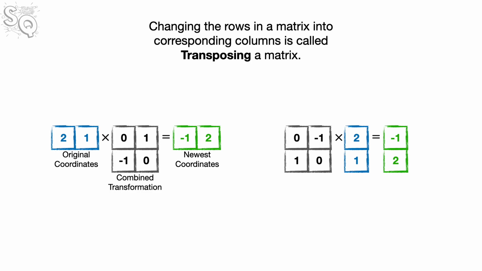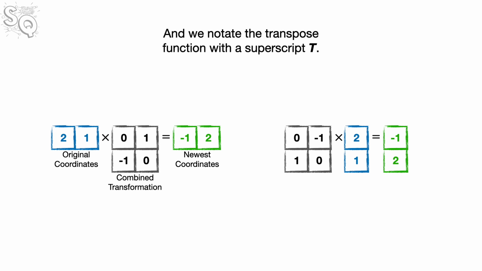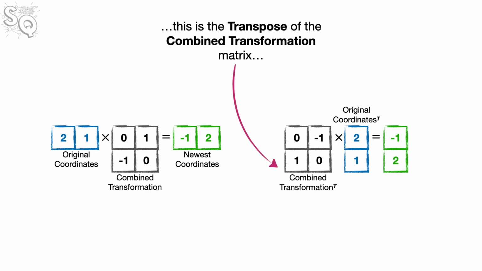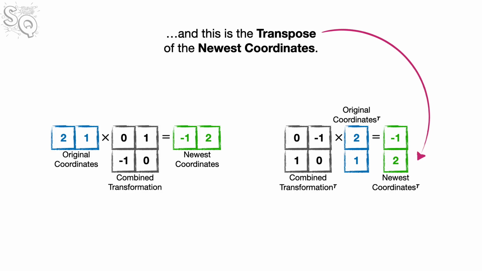Changing the rows in a matrix into corresponding columns is called transposing a matrix. And we notate the transpose function with a superscript t. So this matrix is the transpose of the original coordinates. This is the transpose of the combined transformation matrix. And this is the transpose of the newest coordinates.